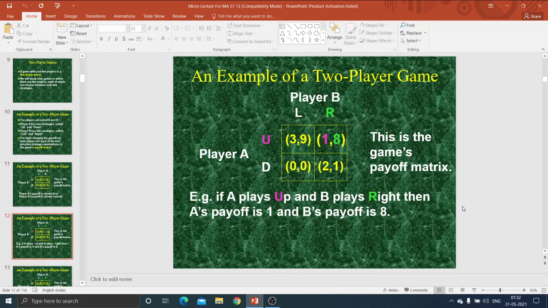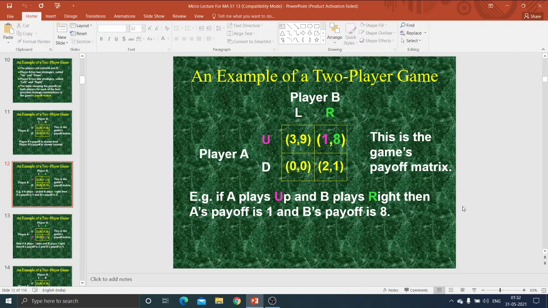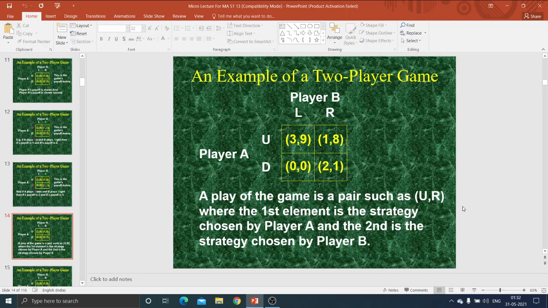So simple. In order to understand it clearly, you can look at the colors. A's strategies, up and down, are depicted in pink, and the second player's, right and left, are shown in green. In the cell we have colored, other than the yellow, A's payoff is 1 and B's payoff is 8. If A plays down and B plays right, then A's payoff is 2 and B's payoff is 1. So in the first case, A's payoff is 1 and B's payoff is 8. Remember this: a play of the game is a pair such as up and right, where the first element is the strategy chosen by player A, and the second is the strategy chosen by player B.